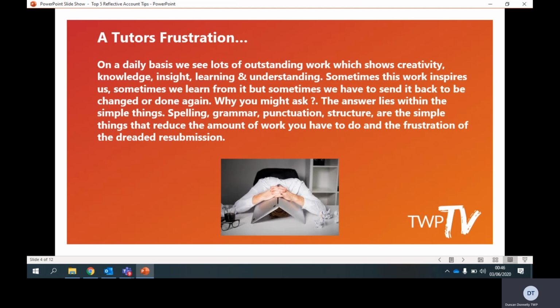And the answer lies within some really simple things like spelling, grammar, punctuation, structure. They're the simple things that reduce the amount of work potentially that you have to do, and the frustration of the dreaded resubmission. Now, I know some of you will know what a resubmission is, some of you won't. A resubmission is actually work that you think you've completed being sent back to you, because it either needs to be done again, or it needs to be changed or modified. And resubmissions can be quite frustrating.